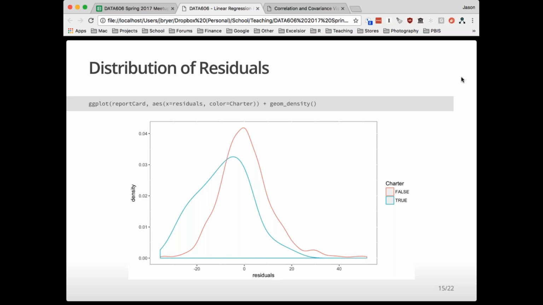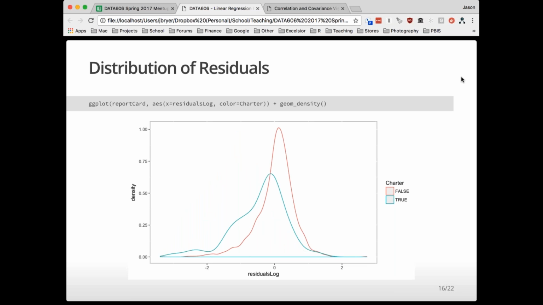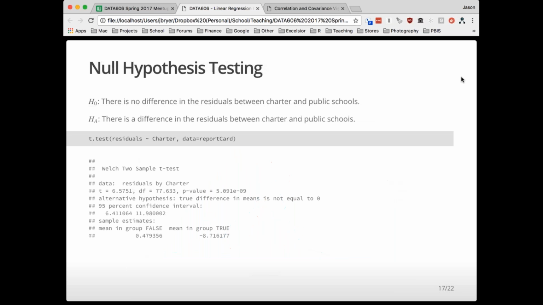There we go. And if I look at the residuals from the log transformed data set, I see the same pattern. So I can go to our null hypothesis testing, and connect a couple of different ideas we've been talking about.